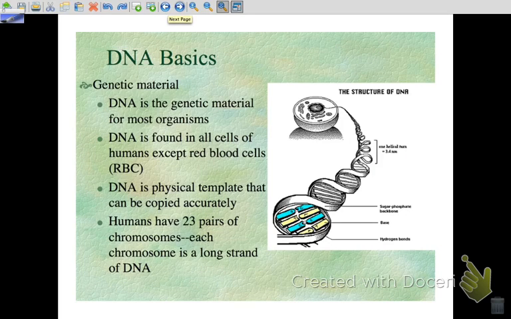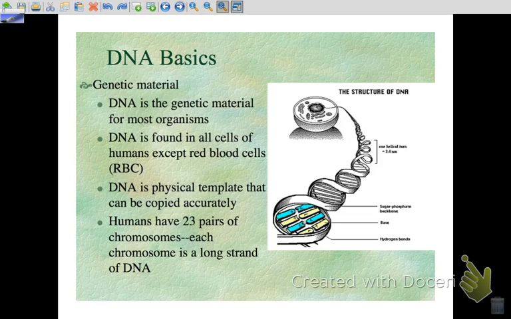So, DNA is the genetic material. We learned that based on Hershey and Chase. DNA is found in all of our cells except for red blood cells. Why not red blood cells? It's missing a nucleus. Red blood cells don't have any nuclei. So if you don't have a nucleus, you're not going to have DNA.